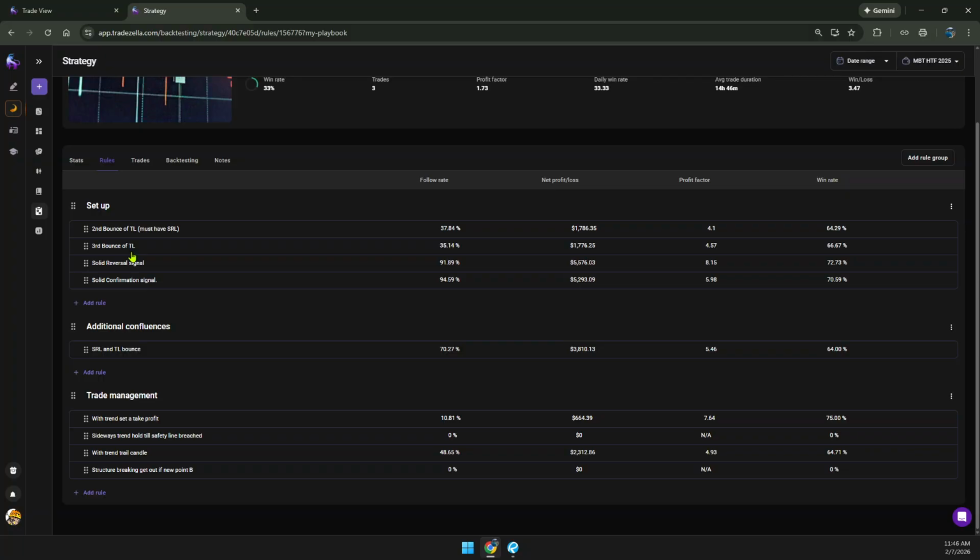Point B confirms a trend. The point C, the third bounce, is actually making that a support level. That's confirming this is a support level, so it's like a retest on a support level. I want a solid reversal signal and solid confirmation signal. That's my setup for the trend line bounce. The only additional confluence is a trend line bounce or support resistance level, and then the same trade management.